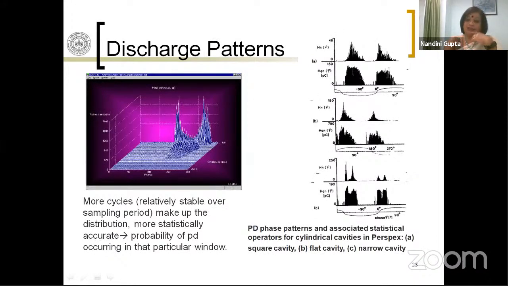Next, I have phi. Phi is the phase. When I apply an AC voltage, at which phase of that AC cycle does the discharge occur? This is important information. And lastly, we have N. What is the number of discharges that you would have?